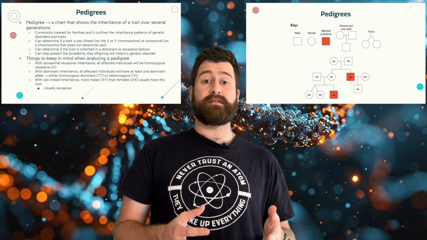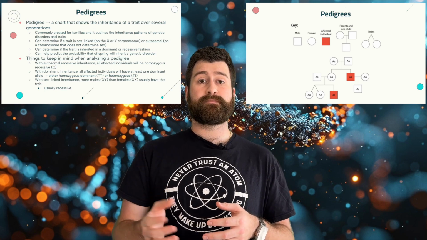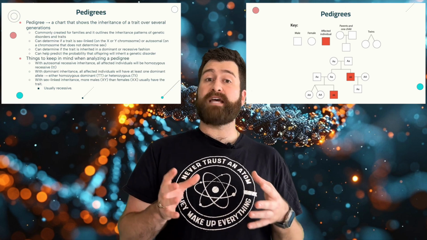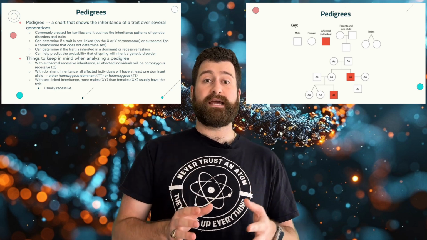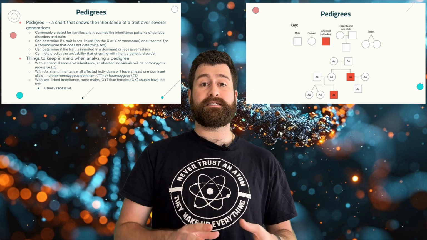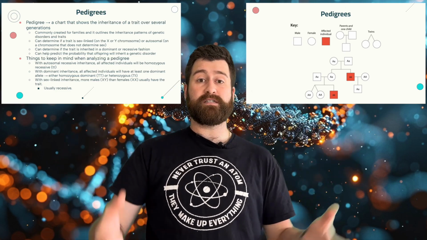With dominant inheritance, all affected individuals will have at least one dominant allele. This means they will either be homozygous dominant, like capital T, or heterozygous, like capital T, lowercase t. But with a capital T there, the dominant allele is expressed.